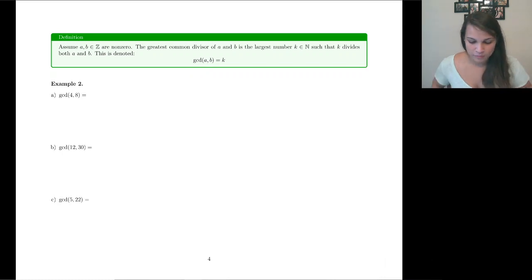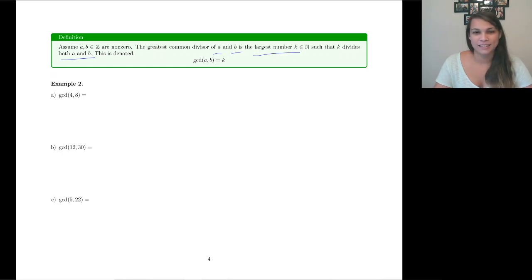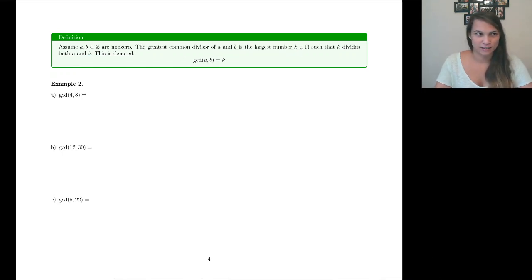So the greatest common divisor of A and B is the largest number that divides both A and B. So pretty straightforward definition. It divides, it's the greatest one. And we denote it using GCD of A, B is equal to K.